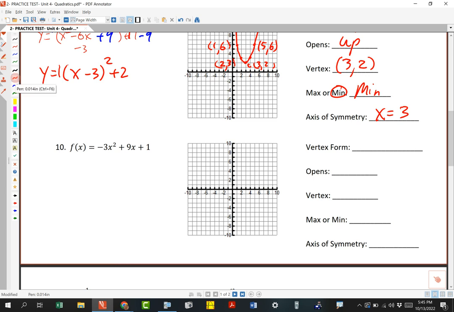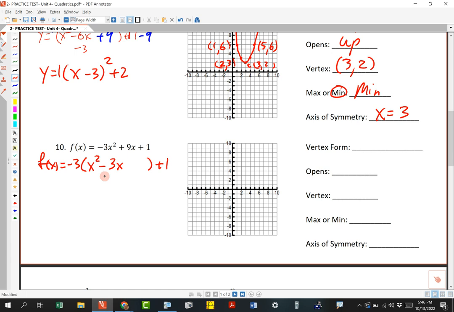Again, we're doing this by putting this in vertex form. So I'm going to write f of x over here, and then I'm going to do a couple of steps at once. I'm going to take out the negative 3. So that's going to be an x squared minus, remember it changes sign, so that's going to be a minus 3x. And then I'm pushing this 1 out here because it's not going to be part of the perfect square. So everything here in red was part of the original problem. And now I'm going to go through and complete the square.